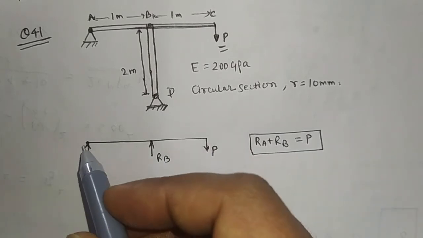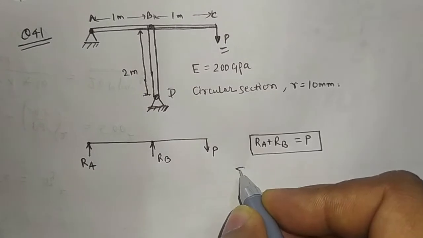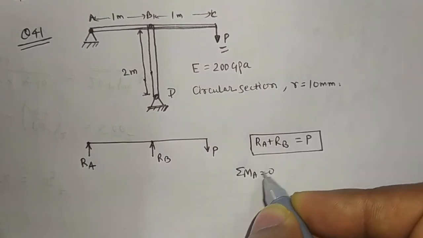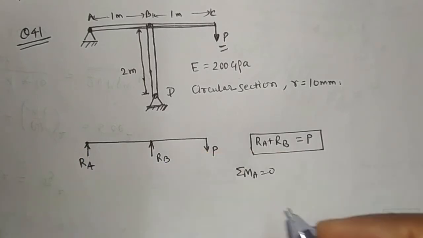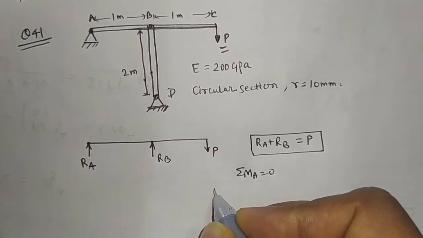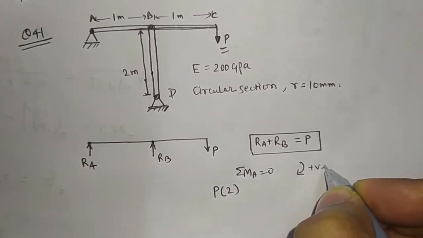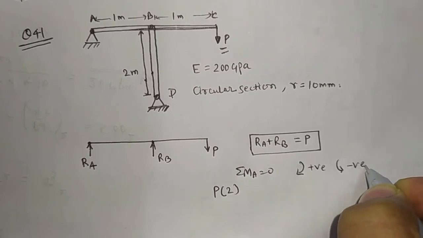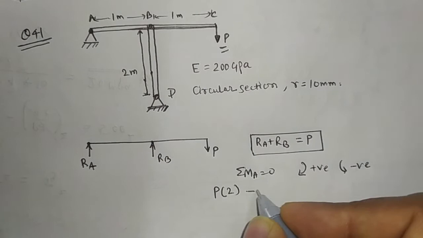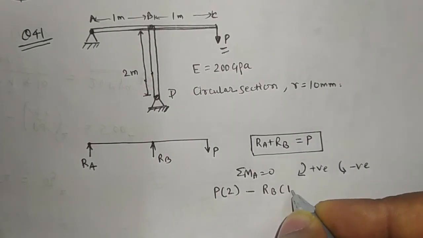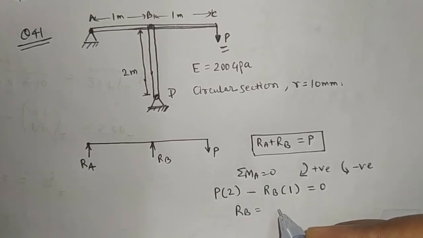Now we will take the moment about point A due to the load and the reactions. So summation of moment about A will be equal to 0 because this is a hinge point, so it will not resist any moment. So P into 2, we are taking clockwise positive and anti-clockwise negative. P into the length 2 minus Rb into 1 will be equal to 0. So from here Rb is equal to 2P.